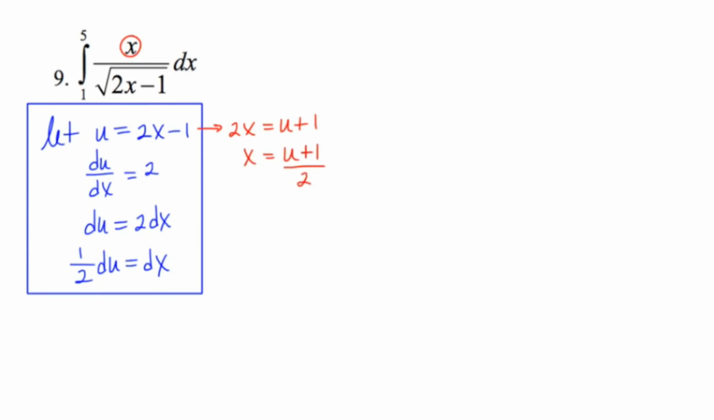Now I'm also going to need to change my upper and lower limits of integration. So right now my upper limit is 5, and I'm going to plug that 5 in here in order to figure out what my new upper limit's going to be. So we've got u equals 2 times 5 minus 1, which is 9. And my lower limit can be found by plugging in 1 into this x here. So it's going to be 2 times 1 minus 1, which is going to be 1.